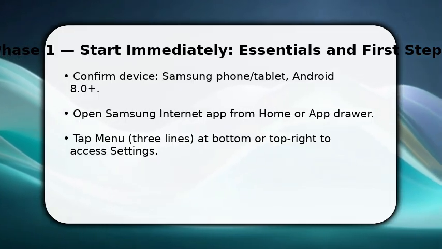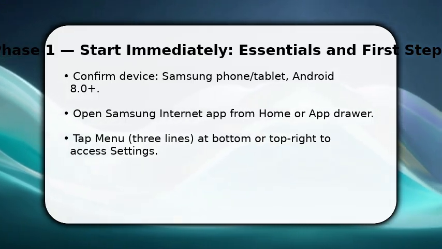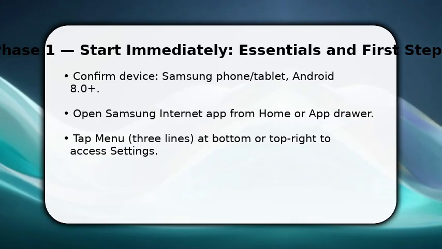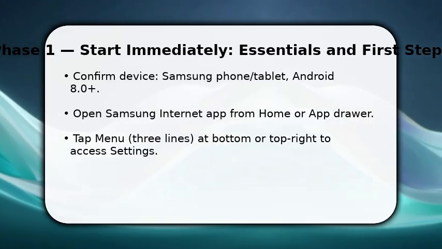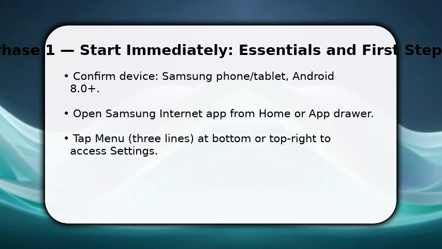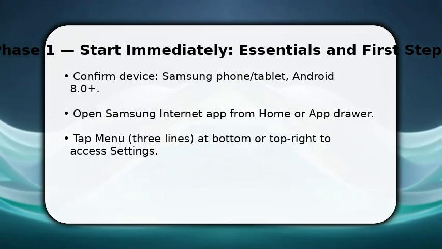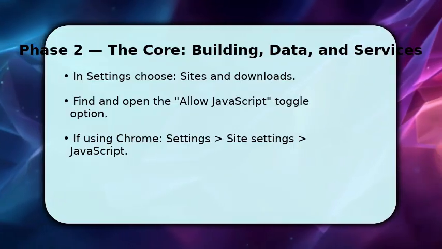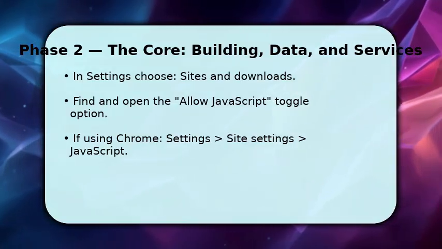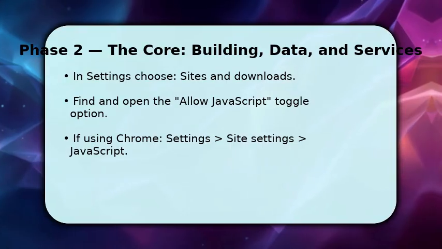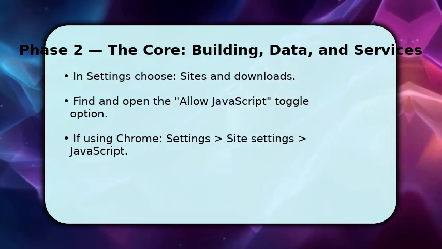Don't hesitate. This first step gets you directly into the app controls that expose site and content preferences you'll adjust next. You'll now navigate deeper. Tap Settings, then choose Sites and Downloads to reach website permissions. Once there, look for the Allow JavaScript toggle. The label may vary slightly, but it's explicit. Turn the toggle on to enable scripts.